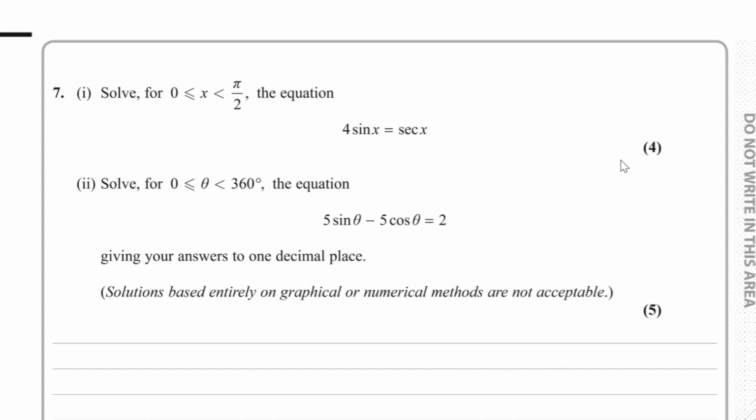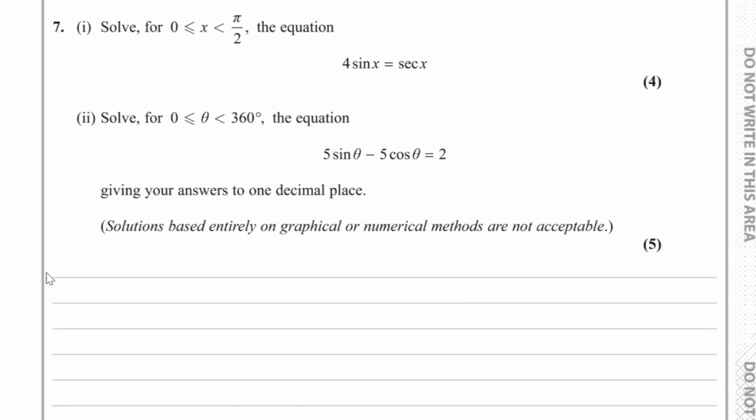Question number 7. For the first part, we have to solve for x being in between 0 and pi over 2, the equation 4 sin x equals sec x. So for the first part, we begin with 4 sin x equaling sec x, and we are solving this in the domain 0 to pi over 2.